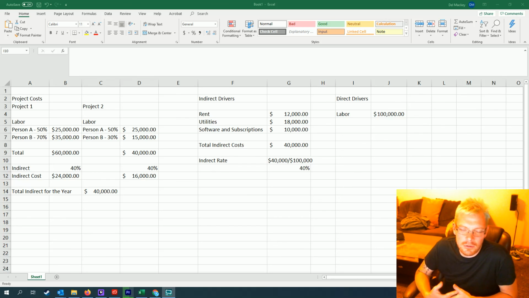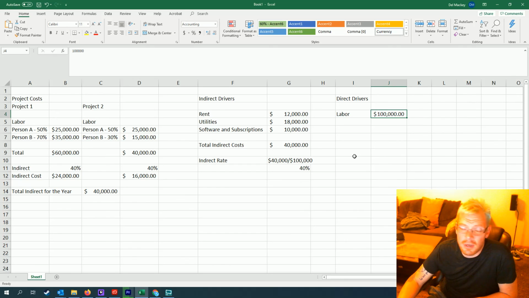Let's say that the only direct cost that your business had was two employees, and each employee made $50,000 a year. So that means that your total direct costs are all labor, which is $100,000. Now, let's say that you had rent of $12,000 in a year, utilities of $18,000, and yes, I know these seem like very high numbers, but it was just to have something to make it work. And you have software and subscriptions for $10,000. So those are your indirect costs. Now you add your indirect costs together and you get $40,000.